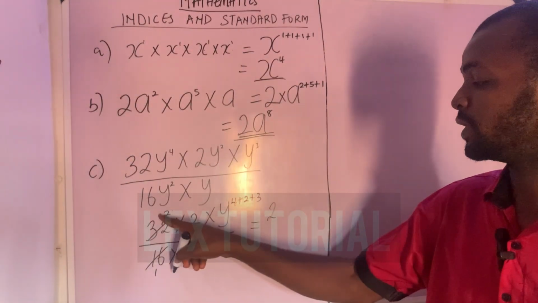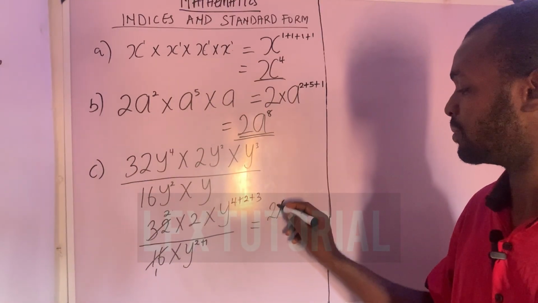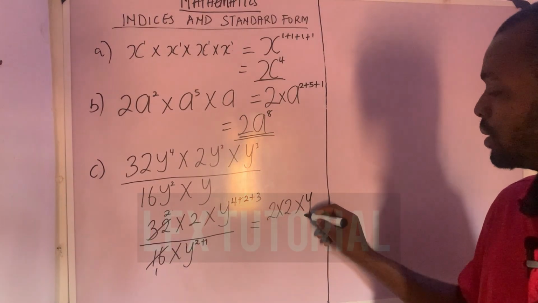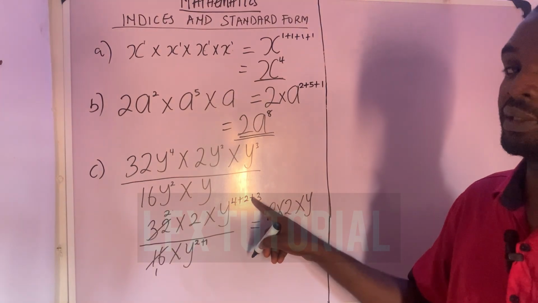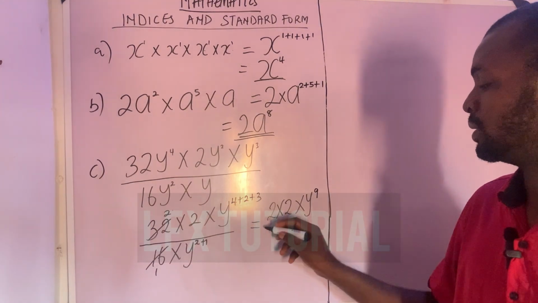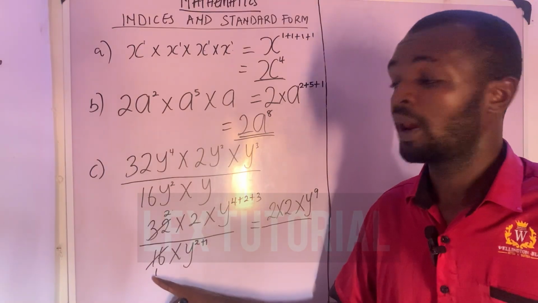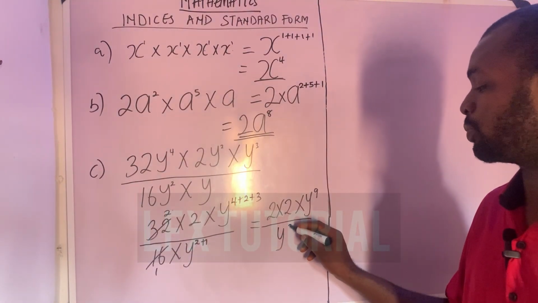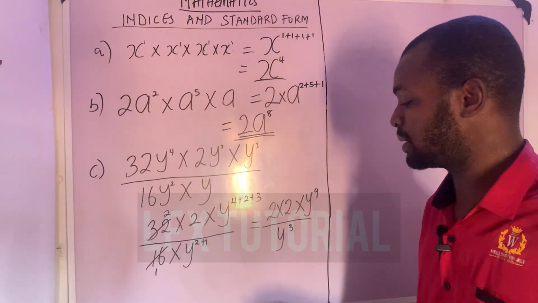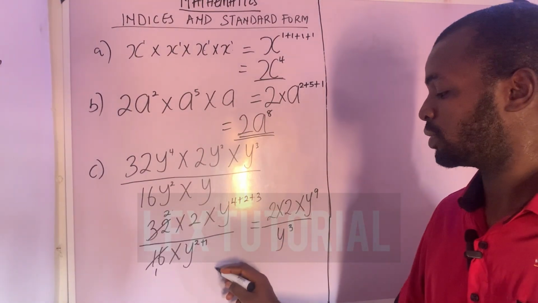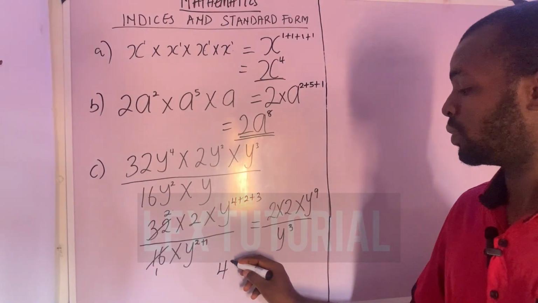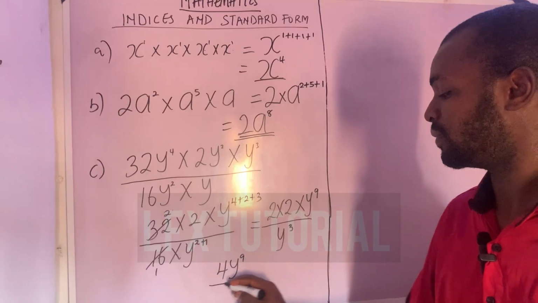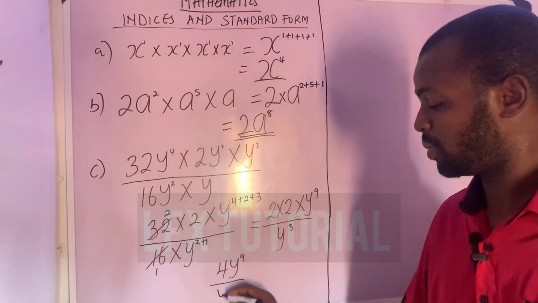So what is left? We have 2 for this here, times y. Now we can add 4 plus 2 is 6, 6 plus 3 is 9, divided by 1 is left here, and 1 times y is the same thing as y. 2 plus 1 is now raised to power 3. So the final answer can now be 2 times 2, which is 4. 4 times y, 4y raised to power 9, divided by y raised to power 3.